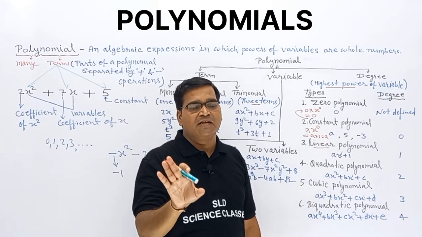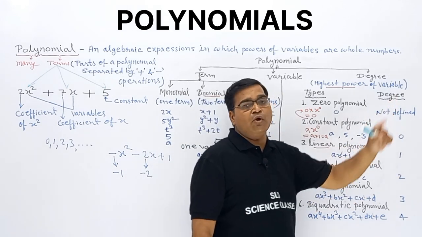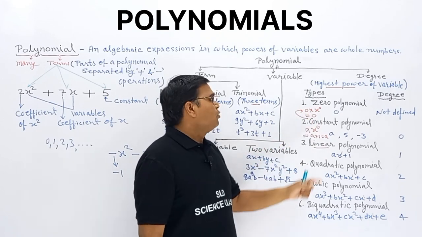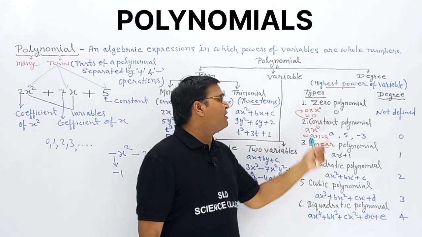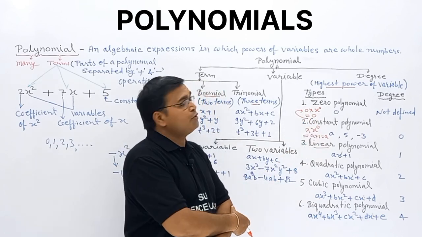0 is a constant, and what is its degree? Not defined. Why is it not defined? Because once we multiply 0 by x to the power 0, we are getting 0. So we can say it is not defined.